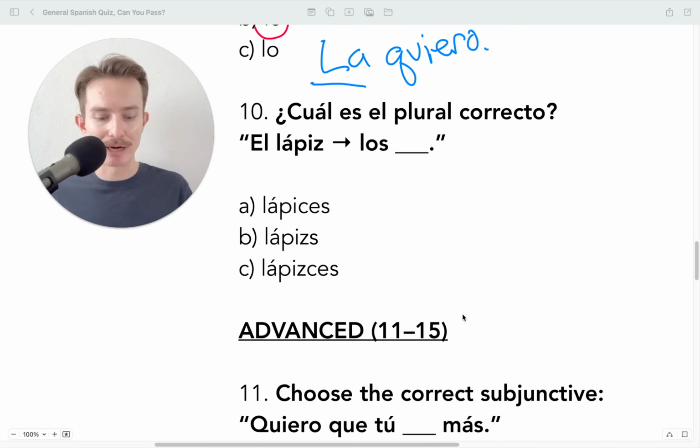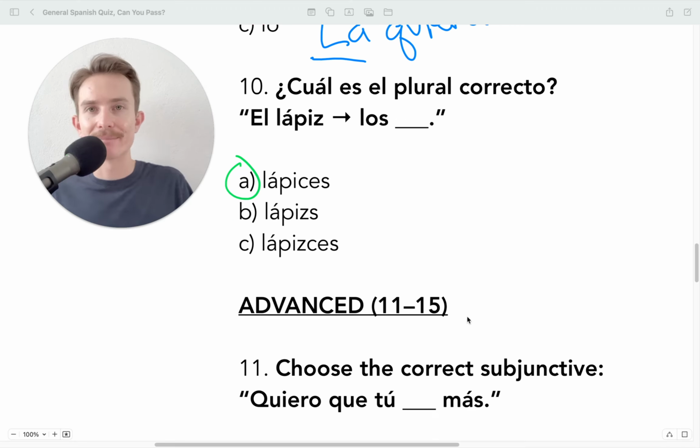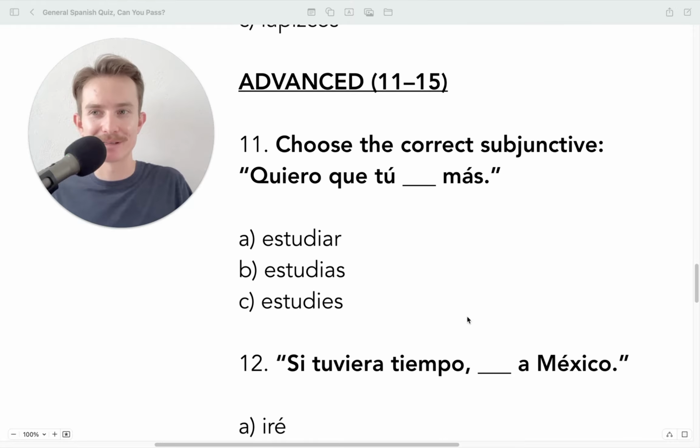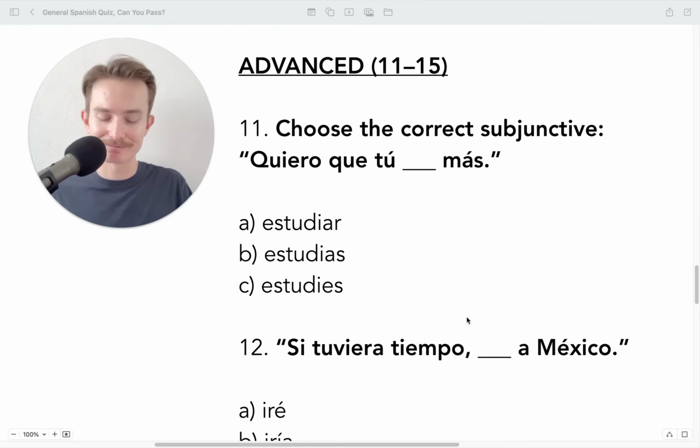¿Cuál es el plural correcto? El lápiz becomes los blank. Lápices, lápiz, or lápices. In this case, we have lápices. Okay? Pretty weird word here. Okay? Muy bien. Now we have 5 more to go. And this is the advanced section. Let's see how you do.